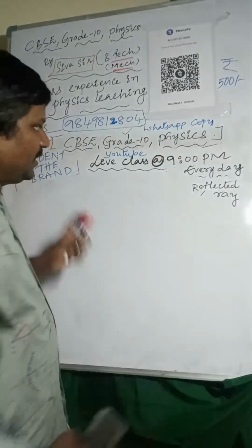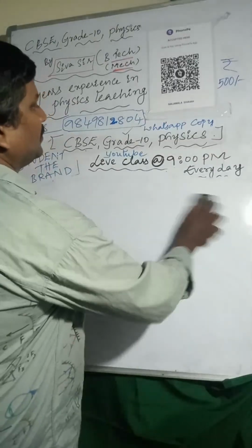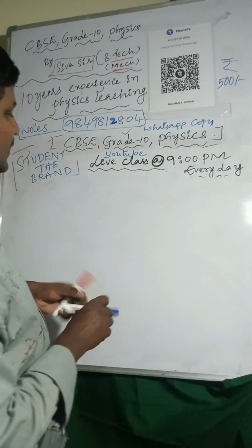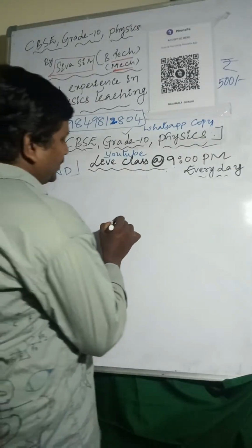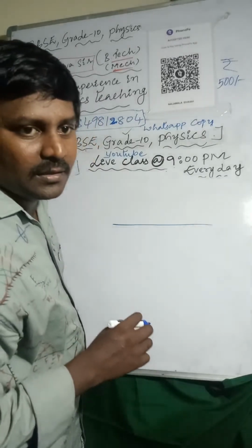Regular reflection and irregular reflection. So here, if you are taking the plane surface, I'm taking the plane surface.